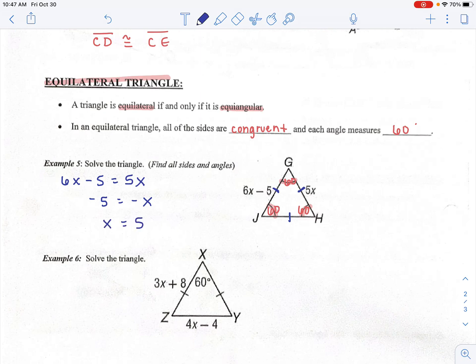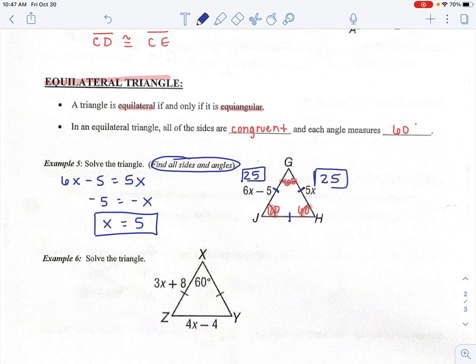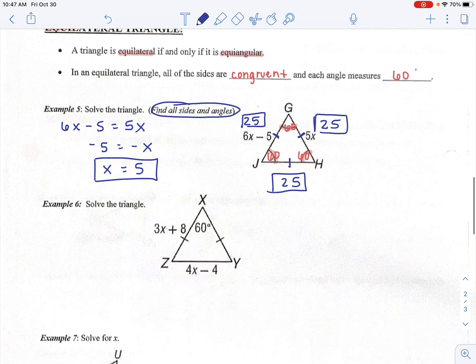I can subtract 6x from both sides, so I get negative 5 equals negative x. Divide both sides by negative 1, I get x equals 5. All right, it also wants us to plug it back in, so it wants us to find all the sides and all the angles. We already know the angles are 60. If I plug that x back in, 6 times 5 is 30. 30 minus 5 is 25. And since it's an equilateral triangle, we know every single side is going to be 25.